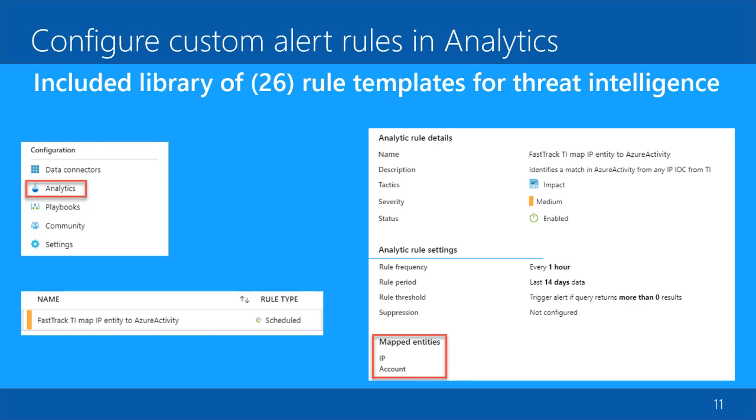And so we do that in Azure Sentinel through this area called Analytics. So Analytics is where you create rules, and those rules, here's an example of a rule here where we're saying, I want to run this rule every hour.